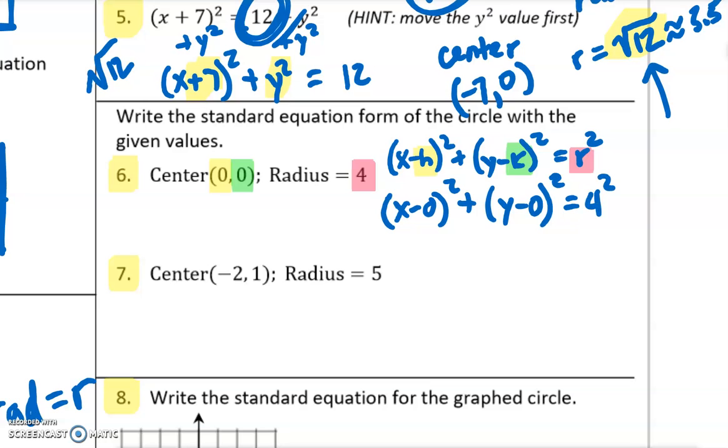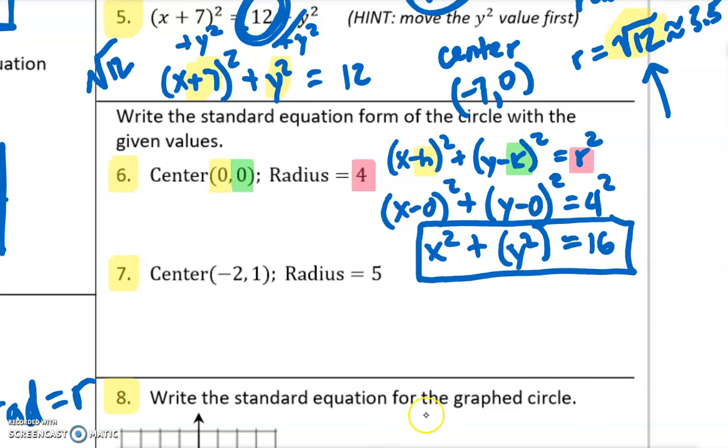Now all we have to do is clean this up a little bit and simplify. (x minus 0) squared, we can just say x squared. (y minus 0) squared, same thing, we'll just say y squared. You don't have to put the parentheses, I just did it by habit. Equals, and then we know 4 squared is 16. And there's the equation of the circle that has a center at (0, 0) and a radius of 4. Square root of 16, 4.